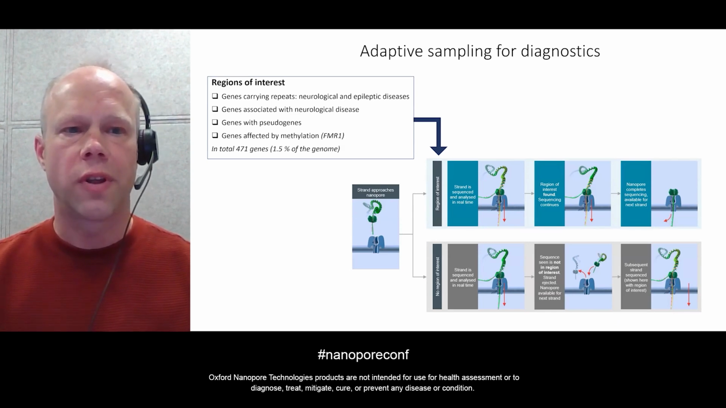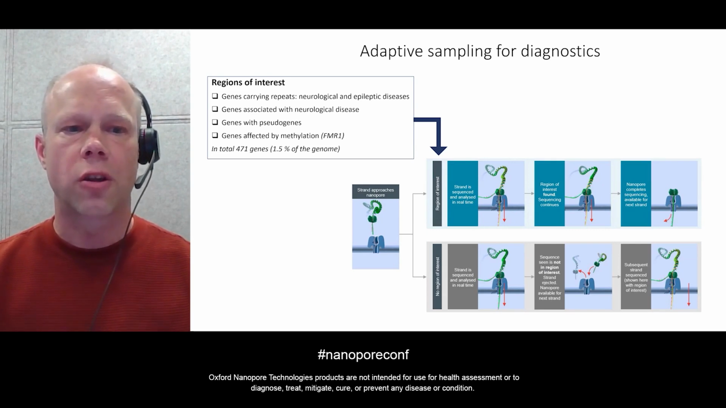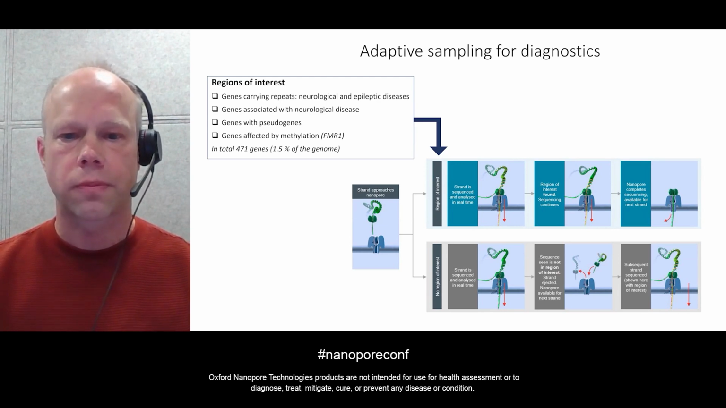For this, we designed a panel of genes carrying repeats, genes associated with neurological and epileptic diseases, genes with pseudogenes, and genes affected by methylation, for example the Fragile X FMR1 gene. In total, we selected 471 genes, and this is about 1.5% of the genome.